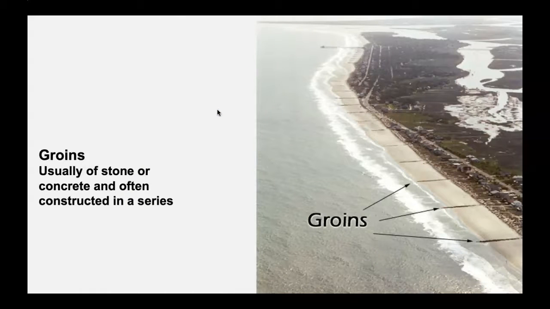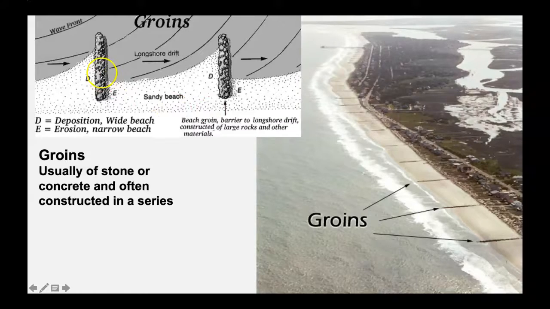Here are groins. What happens with groins is when you put one out, it's usually what they call the slippery slope, and more groins get put out, so that you have a field of groins versus just one. And these are acting to trap sand behind them. This is what it looks like.